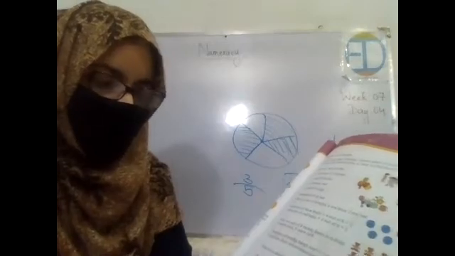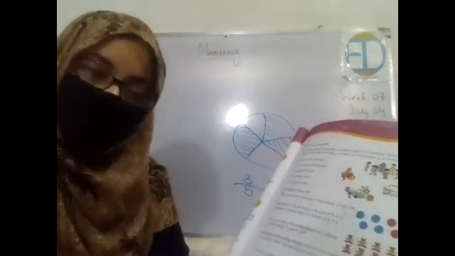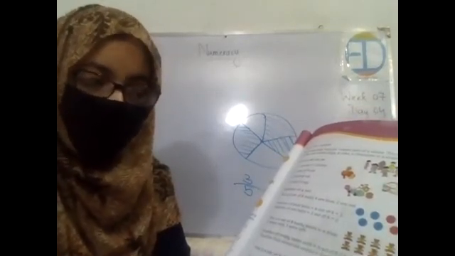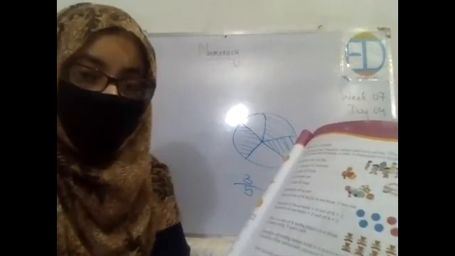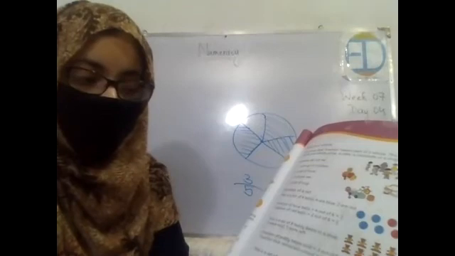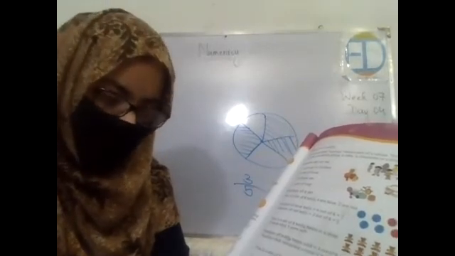Now this is a set of 8 teddy bears in a shop. 3 were sold, 5 were left, and you are supposed to make a fraction out of that. How many of them are sold? 3. And what is the total number? 8. So what would be the fraction? 3 over 8. Got it?